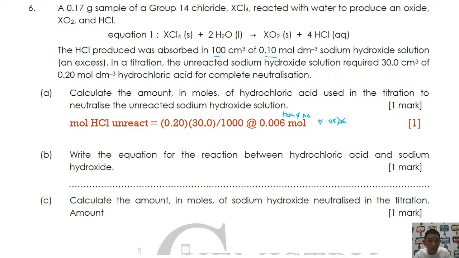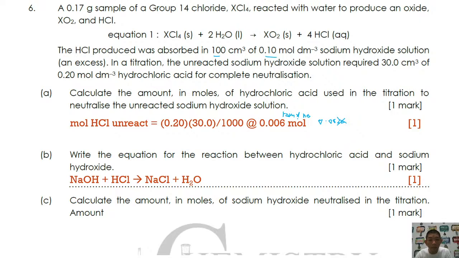So that is for A, 1 mark in here. Then B, write the equation for the reaction between hydrochloric acid and sodium hydroxide. This is very common. NaOH plus HCl gives NaCl plus H2O. Very straightforward. C, calculate the amount of mole of sodium hydroxide neutralized in the titration.